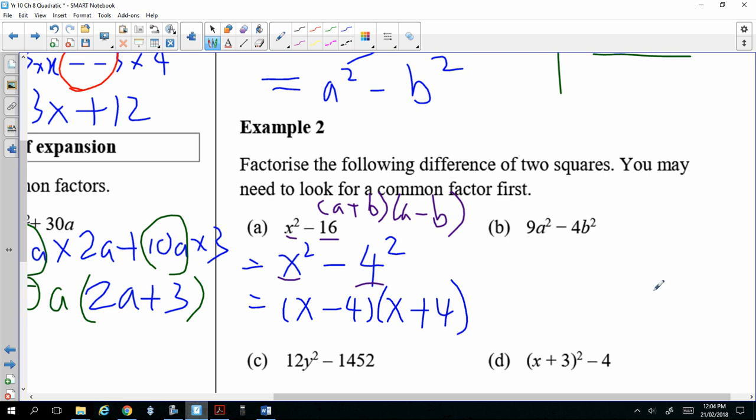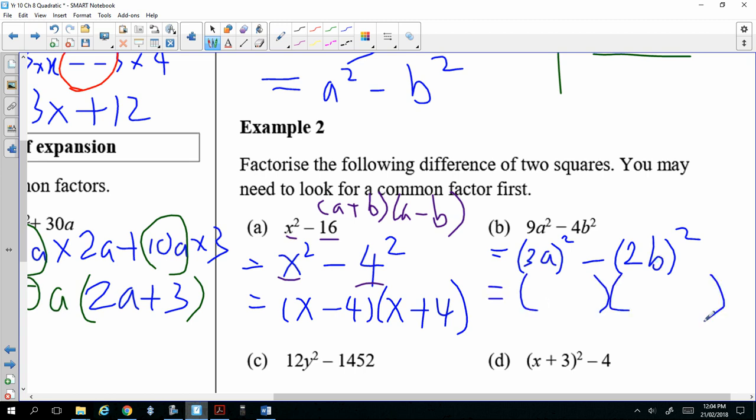How about the second one? The second one is a little bit more tricky. You have to write that as one thing squared minus another thing squared. So 9a squared can be written as 3a all squared, and the 4b squared can be written as 2b all squared. It's very important that you do this step first before you factorize. So the answer will be 3a minus 2b, 3a plus 2b. Right, difference of two squares.